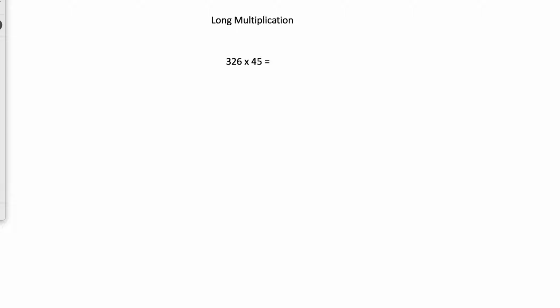Long multiplication question, and long multiplication is timesing two numbers that are bigger than 10, so 2 digits or bigger. So we'll set it out like this. Bigger number at the top, 326 times by 45. Pretty similar to the short multiplication.